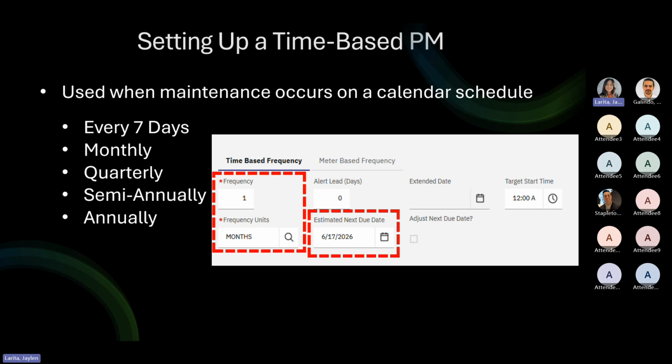I also want to note that if you do have the PM to work order cron task turned on, time-based PMs will only auto-generate work orders if there is a next due date entered and the PM is in active status.